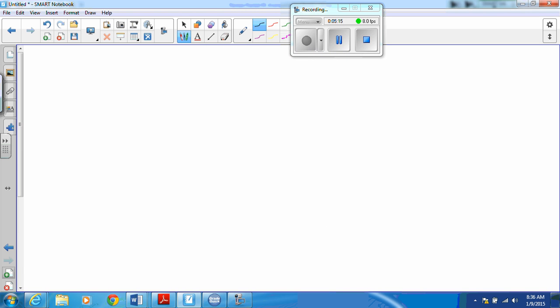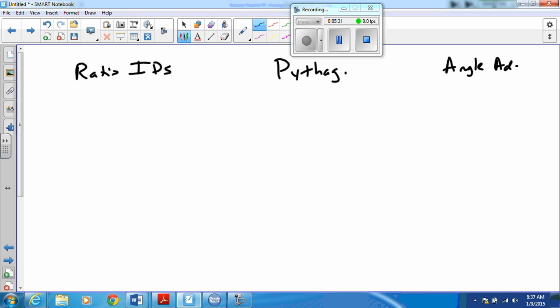Well, we're going to start by organizing them. They fall into three categories. The first category are the ratio identities. The second category are the Pythagorean identities. And the third category are the angle addition identities.